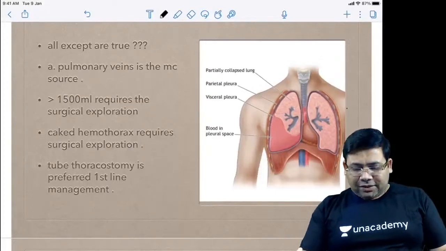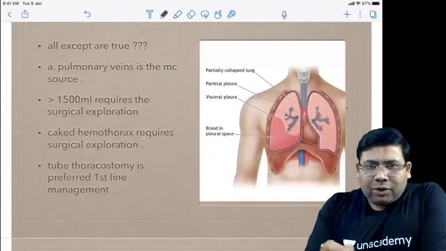This is a case of massive hemothorax. So what is actually helping you do the diagnosis? What is helping you do the diagnosis? Answer is the blood in the thoracic cavity.